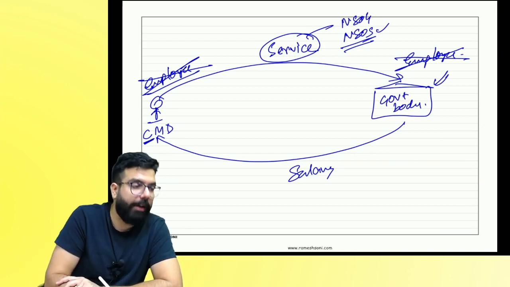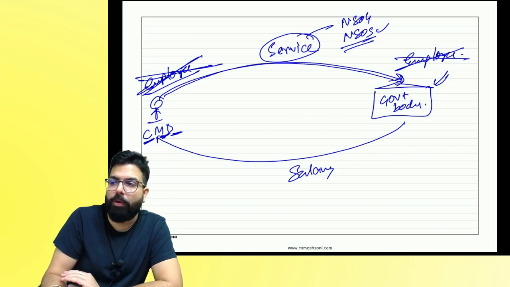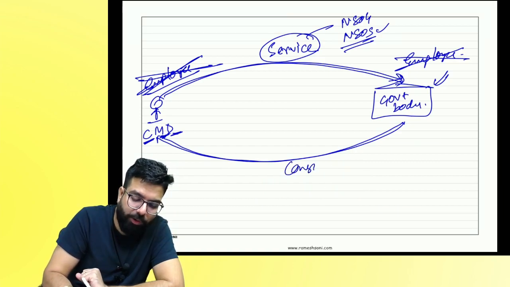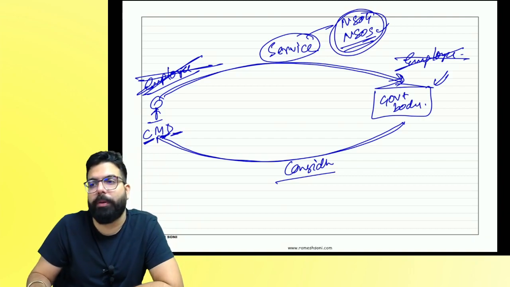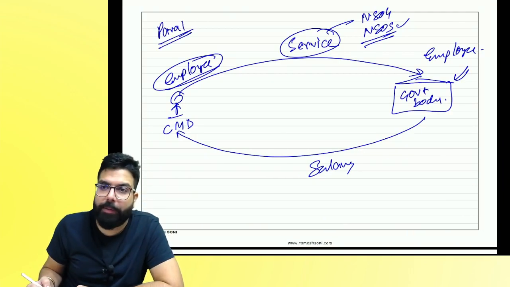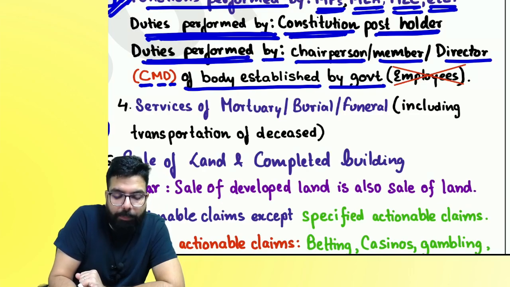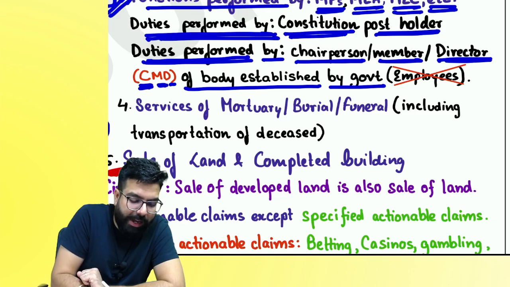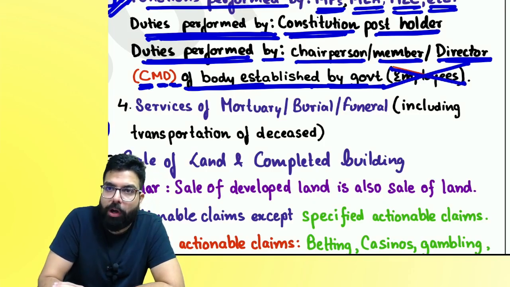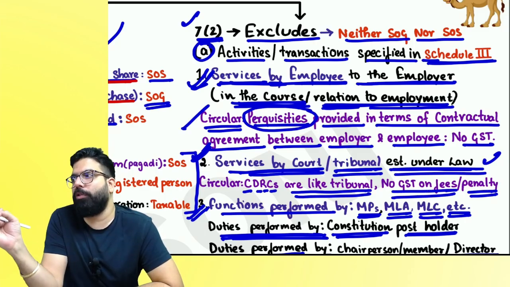Now, what they are telling is, if you are a chairman, member or director and you're not an employee, still, if you are giving your services to a body which is set up by the government and government pays you a salary, call it any amount, a consideration, then that is also neither supply of goods nor supply of service. Tell me one thing, if you are an employee, then which paragraph will it get covered? Paragraph number 1. But if you are not an employee, see here, everyone, duties performed by a chairperson, member or director, CMD, of a body which is established by the government, where he is not an employee. If he is an employee, he will come in the first one.